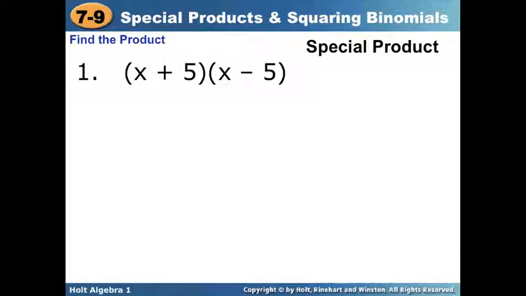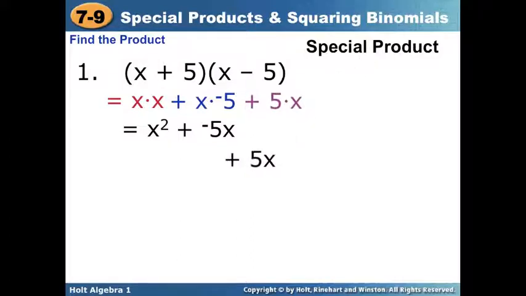We're going to use the distributive property to find the product. Start with x times x, that gives us x squared. Then x times negative 5 is negative 5x. Continue to distribute. We have 5 times x, which is 5x. And finally, 5 times negative 5 is negative 25.